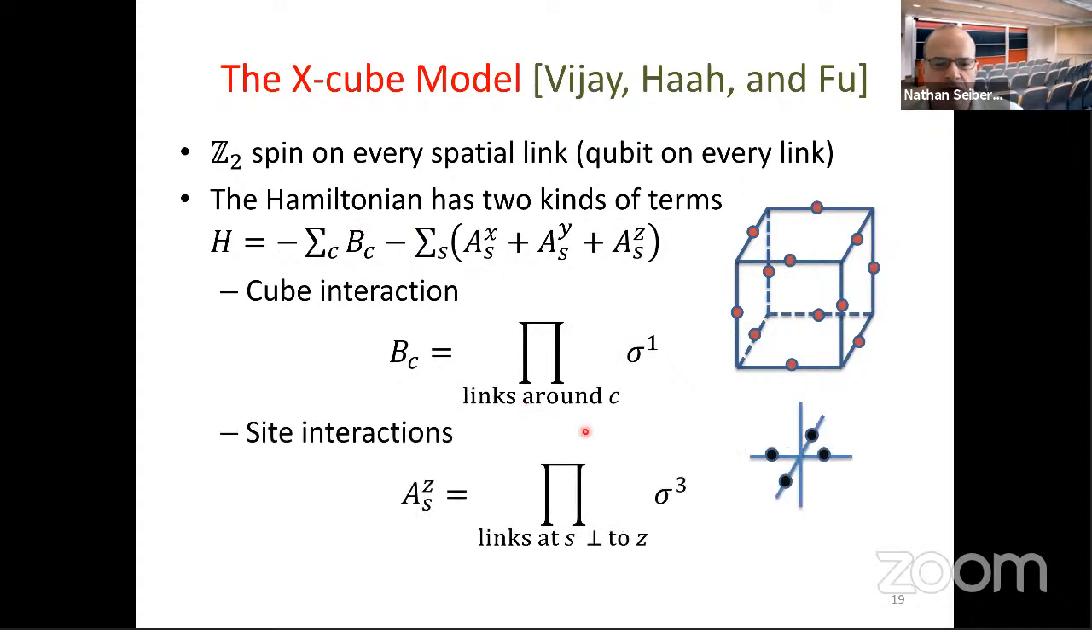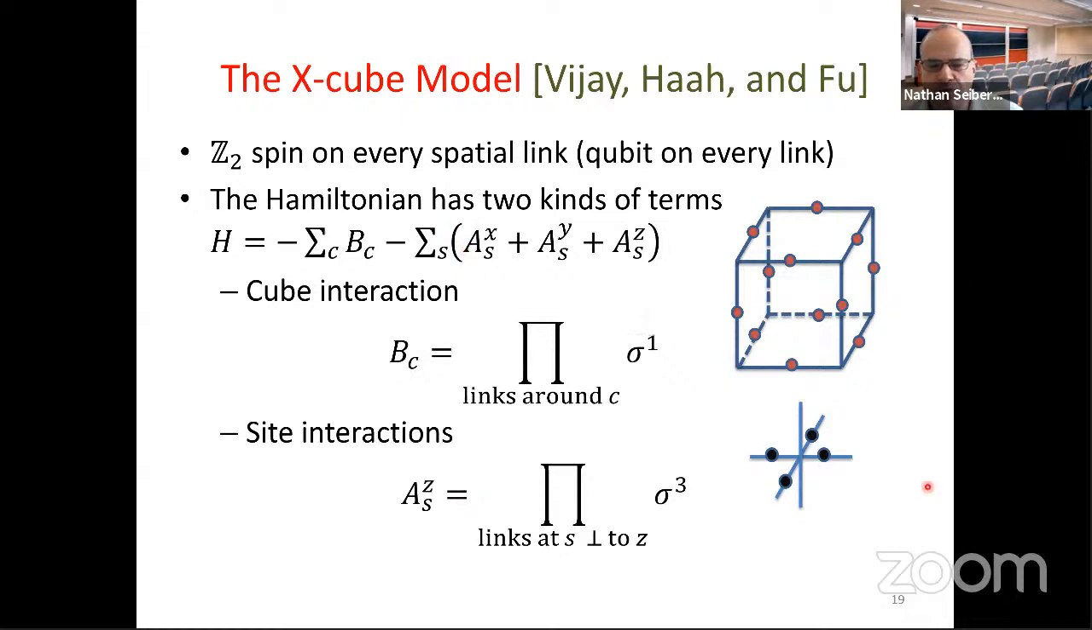The second interaction uses sigma 3 on these links. This is Pauli sigma 3 that anti-commutes with sigma 1. And for every site on the lattice, you look at the XY plane, and you multiply sigma 3 on these four links. And then you repeat that in the XY direction, the XZ direction, and the YZ direction. So you have three such terms. And you sum that over all the sites.